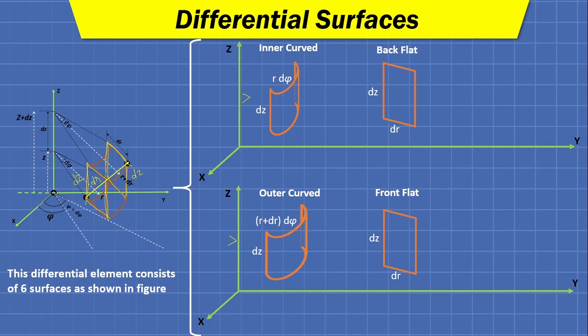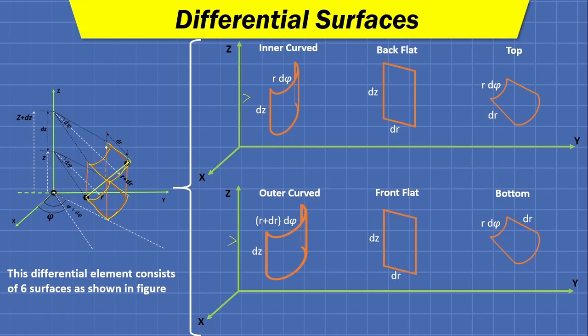Why will it be different? Because the front surface is making angle phi with the x axis, while the back flat surface is making angle phi plus d phi with the x axis, and that is why the direction will be different. And the last two surfaces are nothing but the top surface and the bottom surface of the differential element.